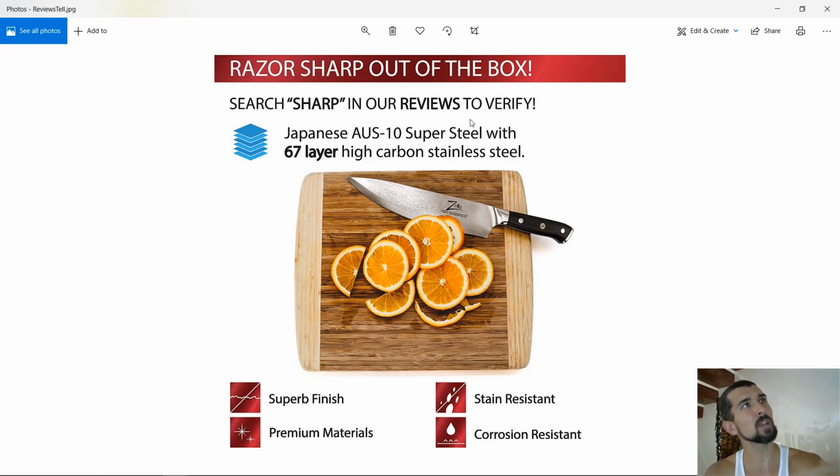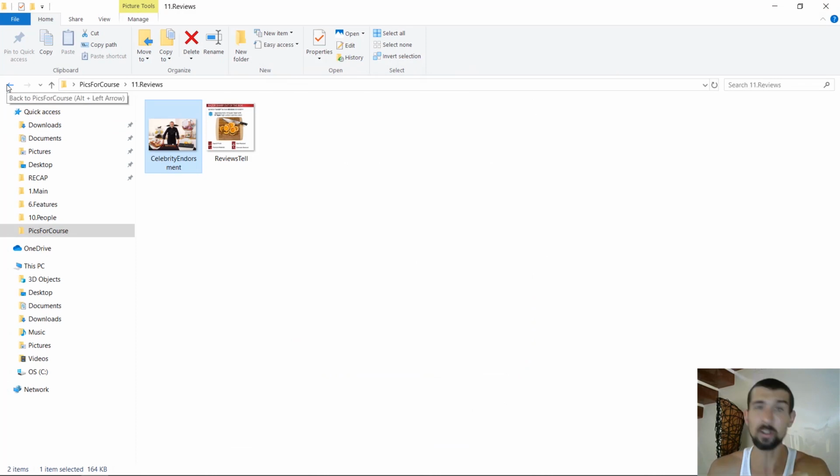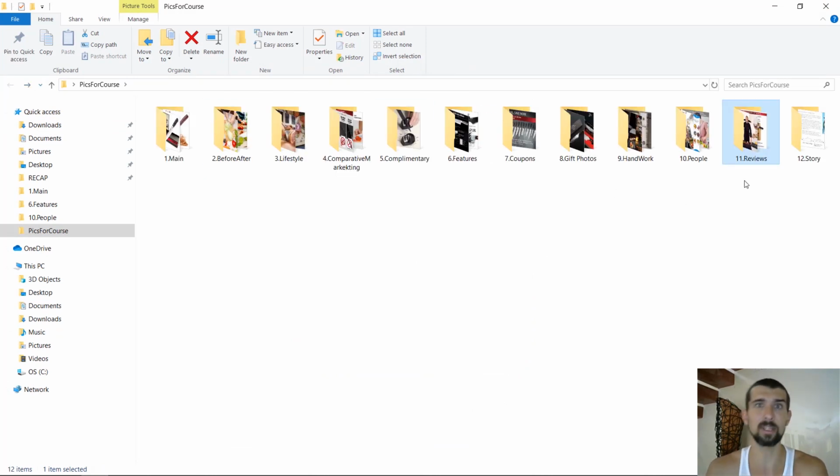This is like a review picture. Is it against TOS? From what I've read, it's somewhat against TOS to mention that, but I've been using it for a long time and had no problems with this whatsoever. So let's go to the next pictures. These are really nice. Social proof is totally something awesome.